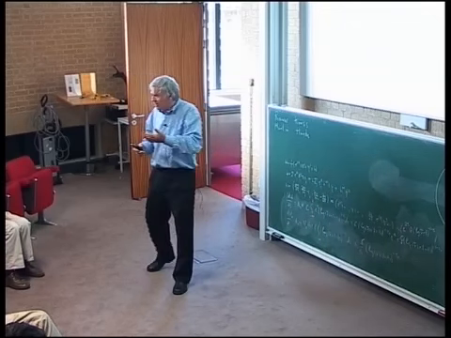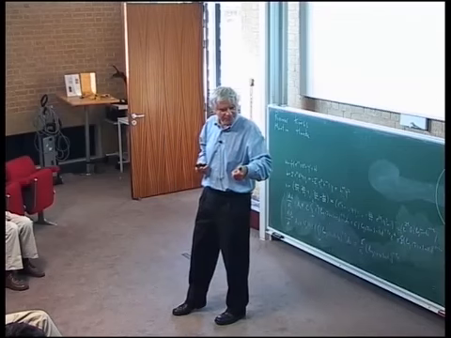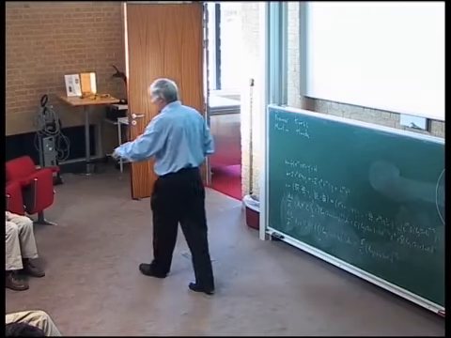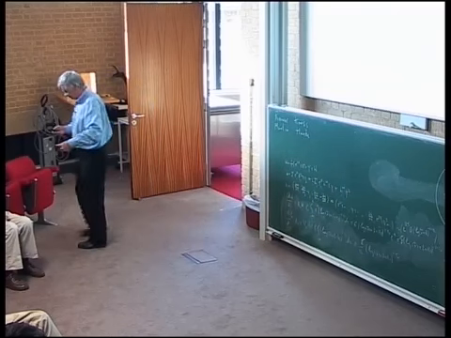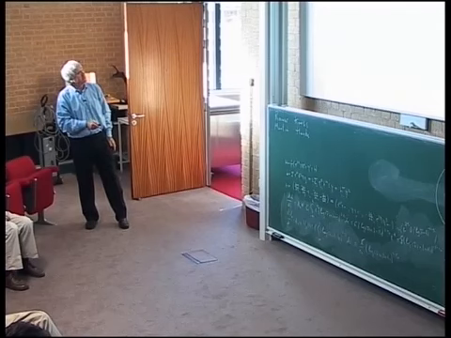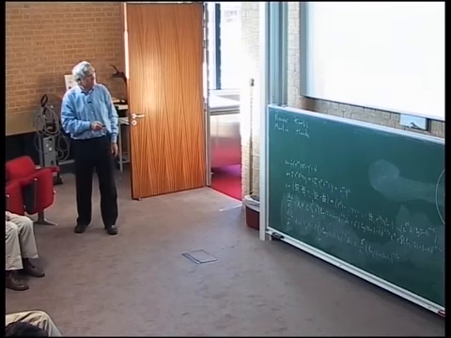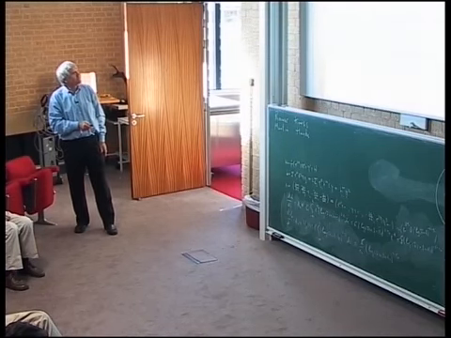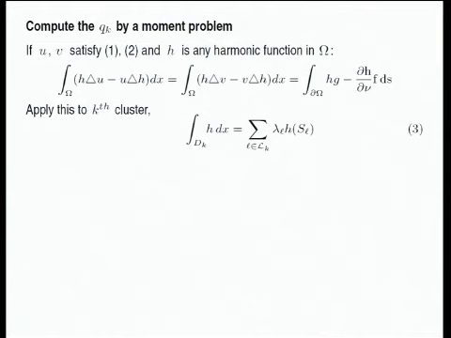If these circles intersect, they're the one region. If they don't intersect, they come from a separate region. So that's the clustering algorithm, and that's what that does. So now I've clustered, how do I get the moments?